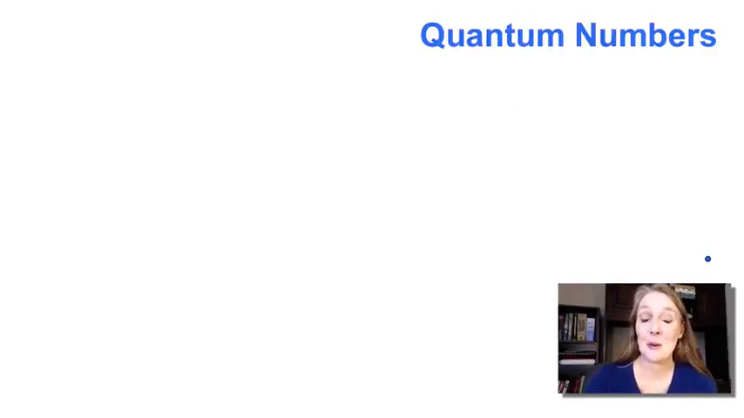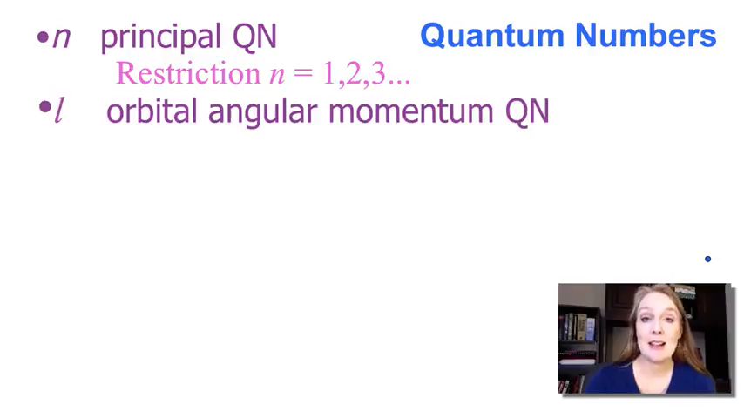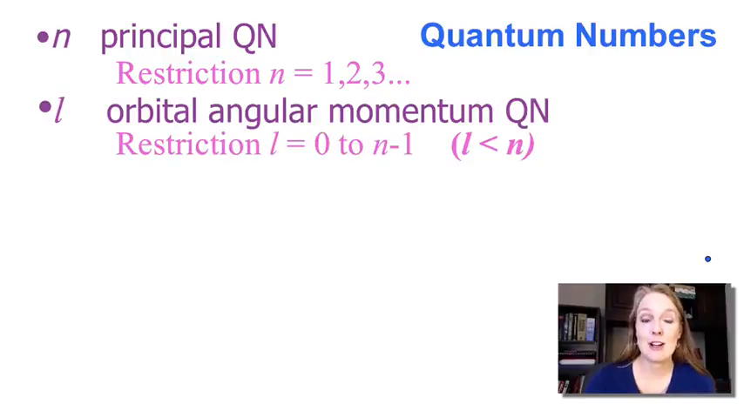Okay, so let's review the quantum numbers one more time. N is the principal quantum number. It can be a natural number. It cannot be 0. N tells us something about the orbital size. L is the orbital angular momentum quantum number. It's restricted by the value of N. L has to be less than N, and it tells us something about the orbital shape.